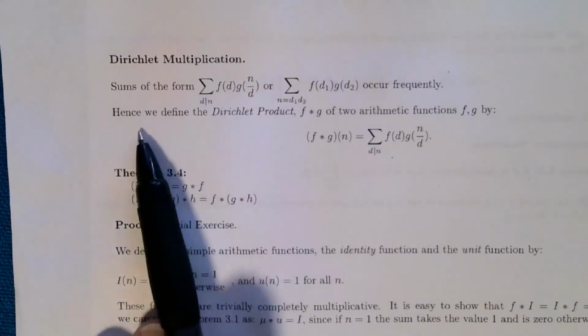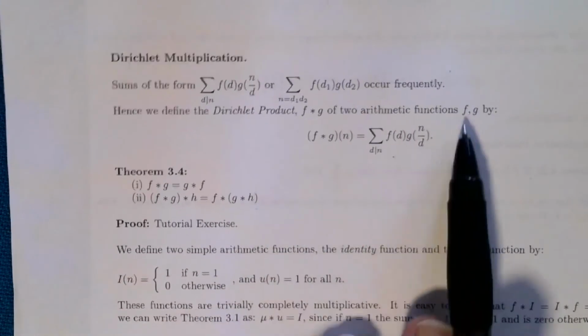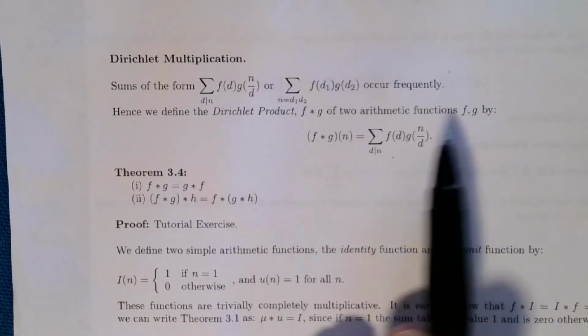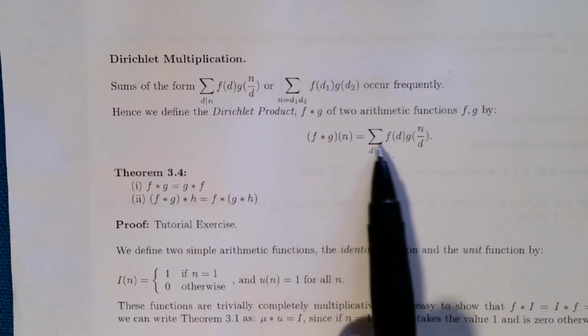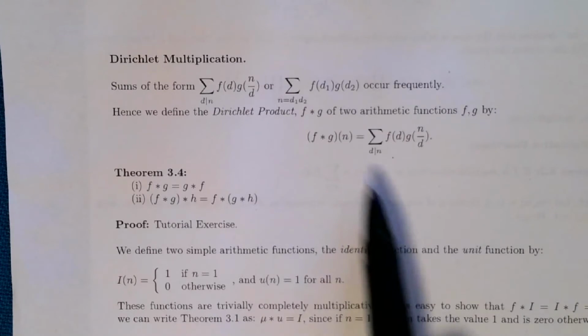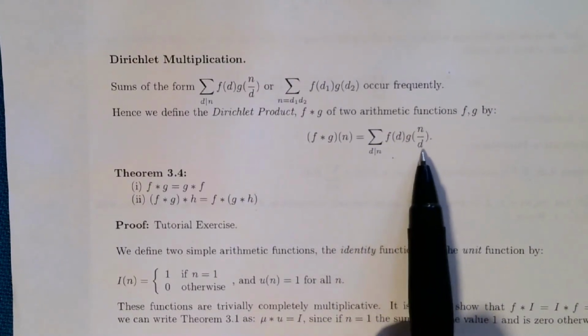So we're going to then define the Dirichlet product f star g of two arithmetic functions by this formula here. So f star g of n is the sum over the divisors of f of the divisor times g of the codivisor.